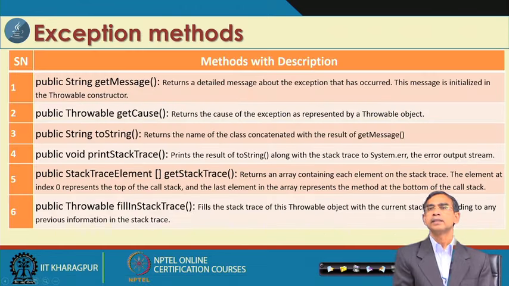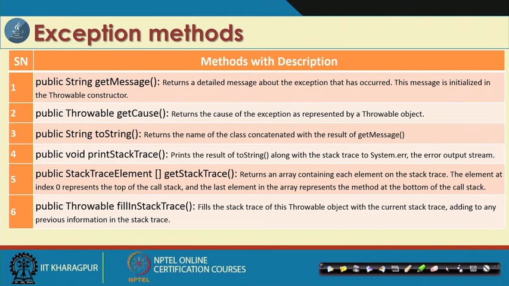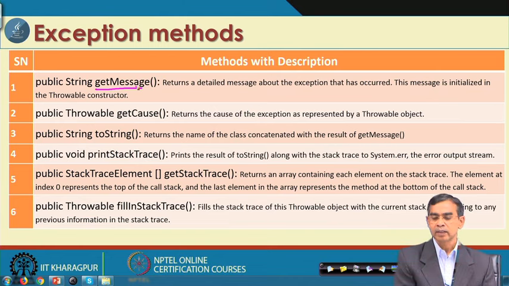Now, all these subclasses that we have discussed are associated with many methods. Here we have listed a few methods with their description. As you see here, getMessage, which we have probably learned about, will tell about a particular error. It returns a message about a particular exception that it encounters. This message is initialized through a constructor defined in the Throwable class. This is the main class, the super class.